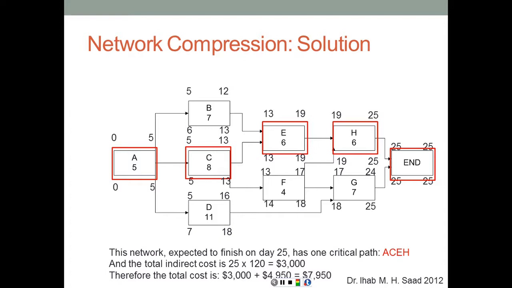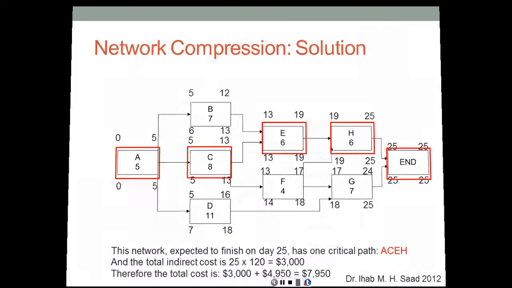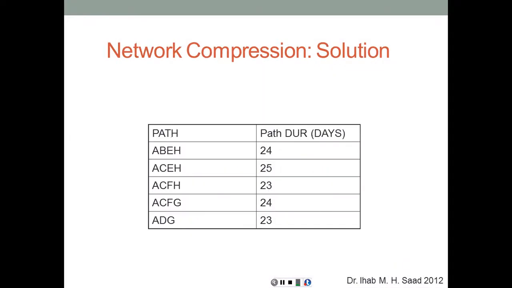So here's our critical path. Looking at the other paths, ABAH 24, which means only 1 day of total float. ACFH 23, 2 days of total float. 1 day, 2 days, etc.